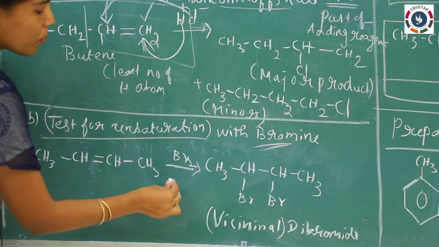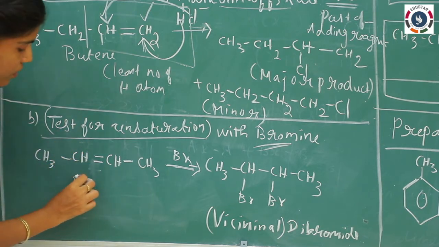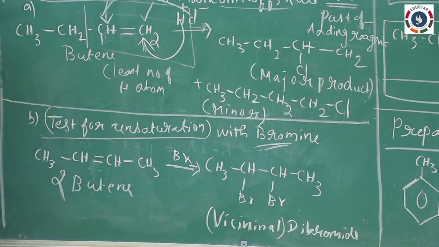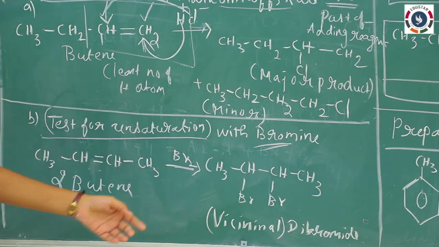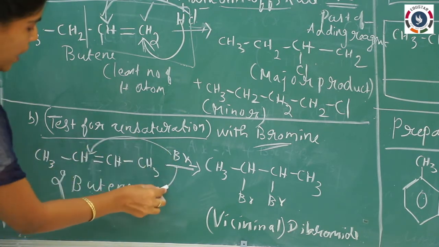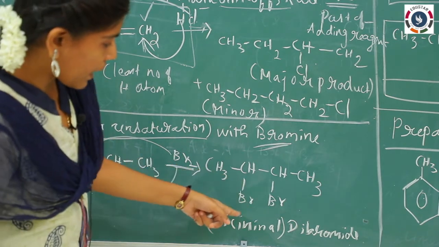What is the color of the bromine? Bromine is a brown colored corrosive liquid. This brown color is lost on adding to an unsaturated compound. Here I have taken the butene. This is 2-butene. So in this 2-butene I am adding bromine. One of the bromines will add to this carbon atom and another bromine will add to this carbon atom. So the product will be like this.